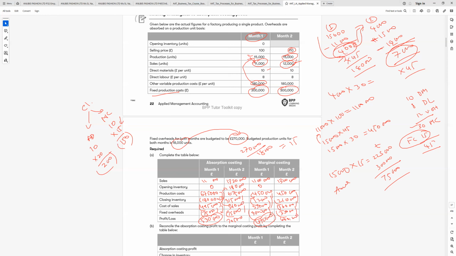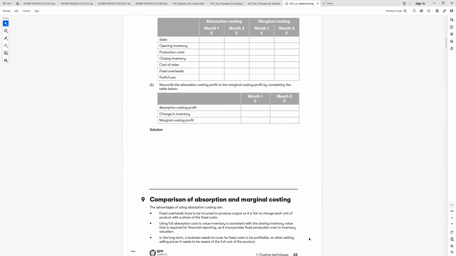So you can see here, month number 2, the absorption costing gave us the profit 705,000. But month 2 under the marginal gave me 660,000. So always you can see the profit under the absorption is higher than the marginal. We can quickly have a look at why the difference is created. So they said to reconcile. So you can reconcile it quickly.